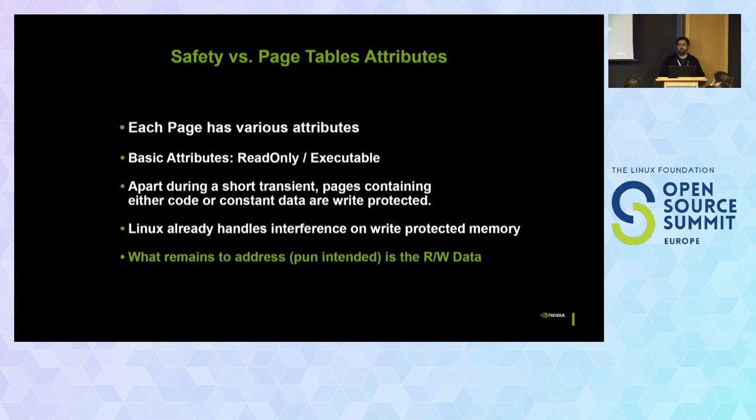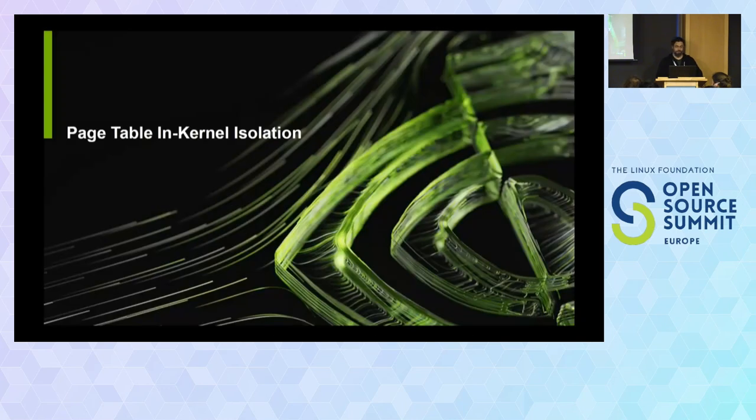The Linux kernel already uses mapping properties to prevent overwriting, for example, of code and constant data. What is left to protect, or what we should care about, is writable data, the data which is not already configured to be read-only.